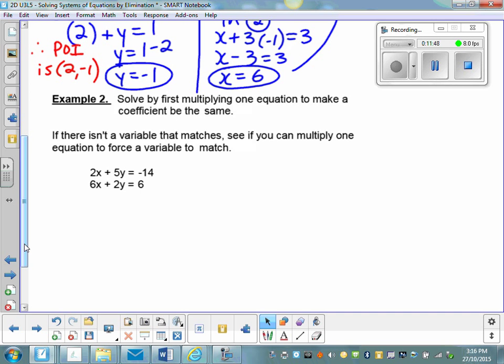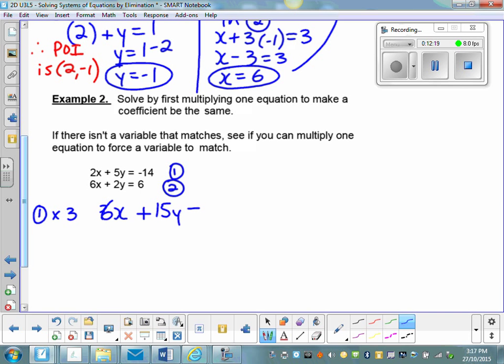So example 2. In this case, we don't have coefficients that match. But what we can do is multiply an equation by anything I want to match up the coefficients. So if I take equation 1 times 3, that's going to give me 6x plus 15y equals, and -14 times 3 is going to be -42. So I'm going to call that equation 3.